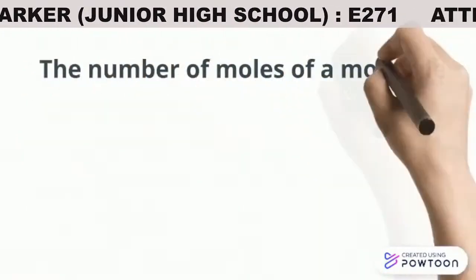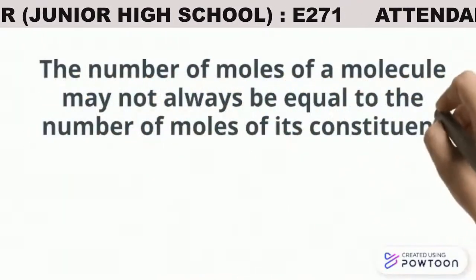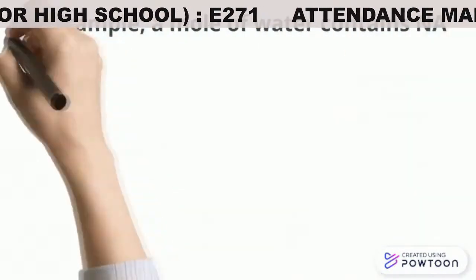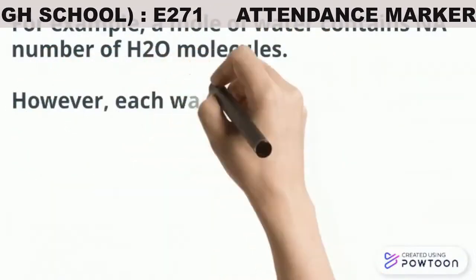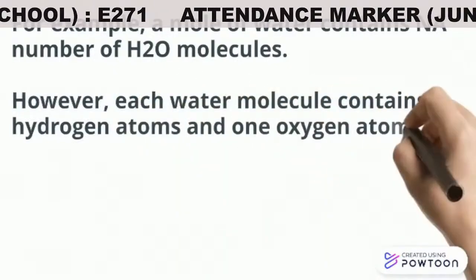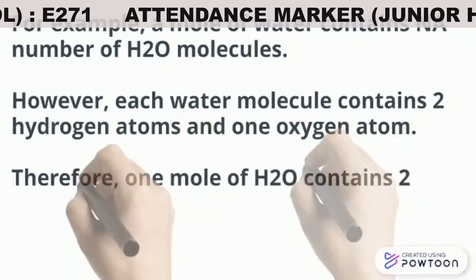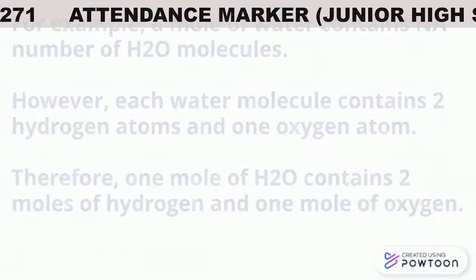The number of moles of a molecule may not always be equal to the number of moles of its constituent elements. For example, a mole of water contains Na number of H2O molecules. However, each water molecule contains 2 hydrogen atoms and 1 oxygen atom. Therefore, 1 mole of H2O contains 2 moles of hydrogen and 1 mole of oxygen.